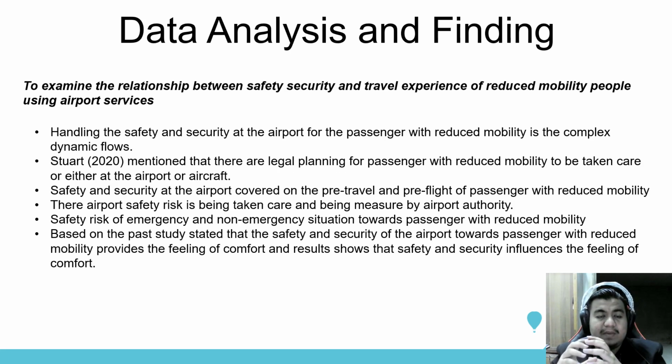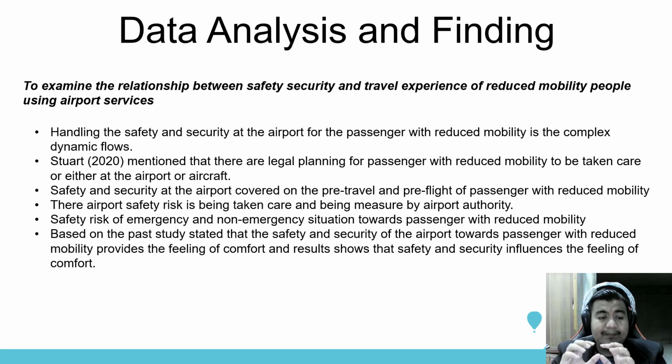For the last one about data analysis and finding, we examine the relationship between safety, security, and travel experience of reduced mobility people using airport service. Handling safety and security is the most complex dynamic flow that needs to be taken care of by the airports. Stewart 2020 mentioned that there is legal planning for passengers with reduced mobility to be taken care of, either at the airport or in the aircraft. The safety and security in this study only covered the pre-travel and pre-flight of passengers with reduced mobility.